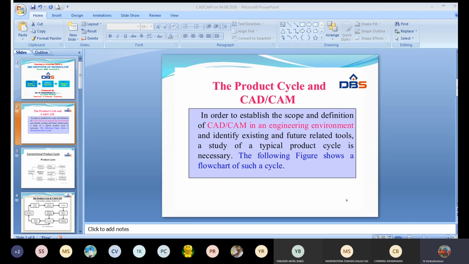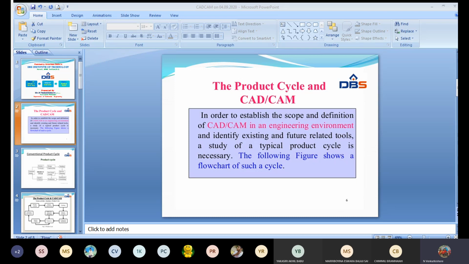Those who are having a particular design, or a special design, for them the product cycle will differ. So the product cycle is not the same or unique for all products. The product cycle is activated in different ways for different customer groups.